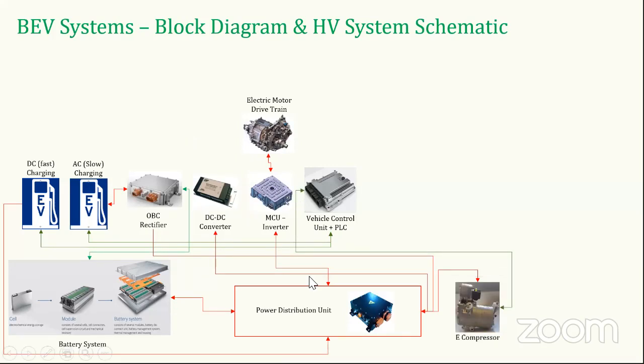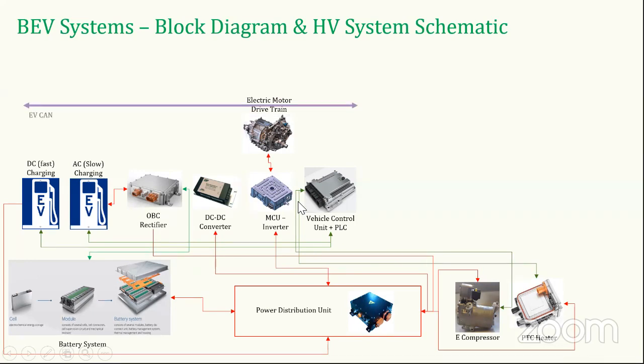Other components of an electric vehicle: we have an e-compressor instead of a traditional internal combustion compressor, and also the heater setup, because in order to maintain the battery at an operating temperature, both heating and cooling processes have to take place. And this communicates with the vehicle control unit in order to ensure the right parameters are set.